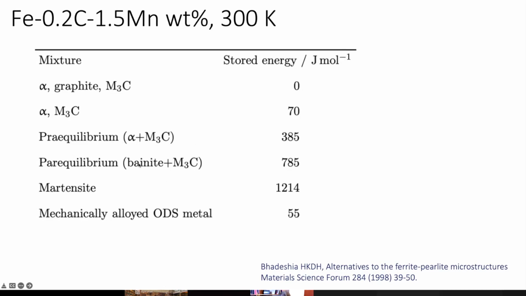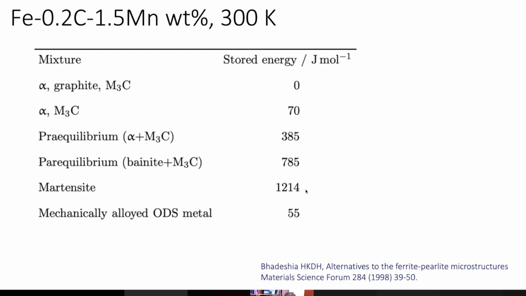Then if you have bainite and cementite in a para-equilibrium state, once again you have a large increase in stored energy, because this, you will see later, also has a strain energy term. And martensite has the greatest stored energy, 1,200 joules per mole, which is really quite large. That means you have to undercool the austenite quite a lot while avoiding any other transformation in order to obtain martensite, because it's so far from equilibrium.